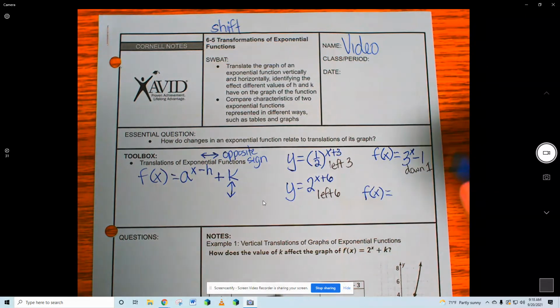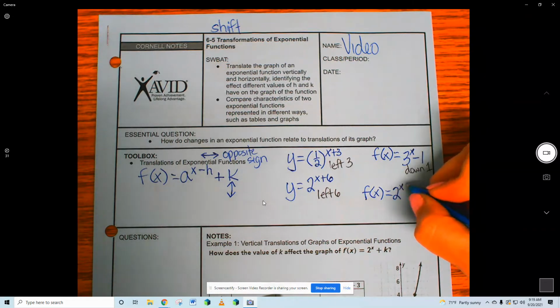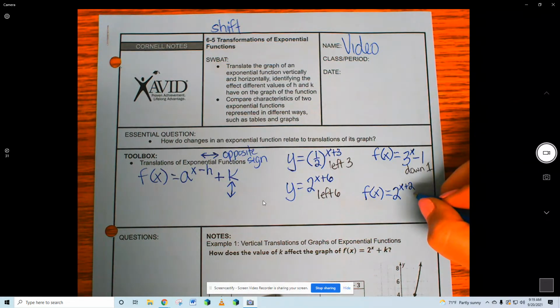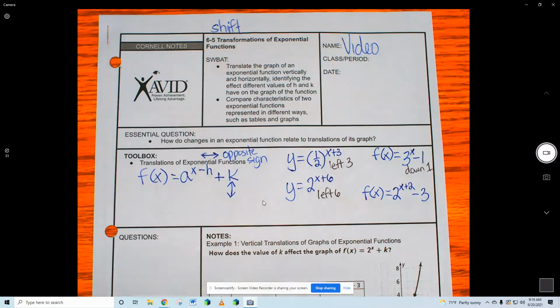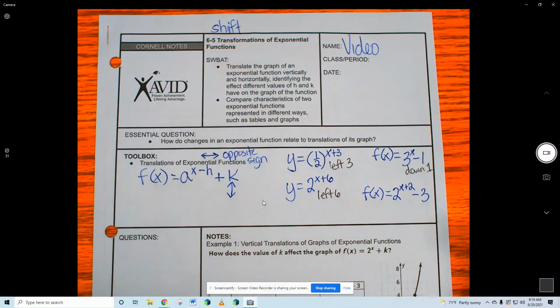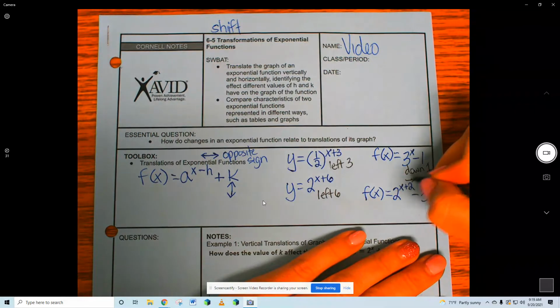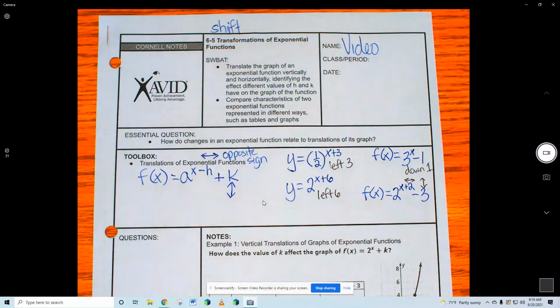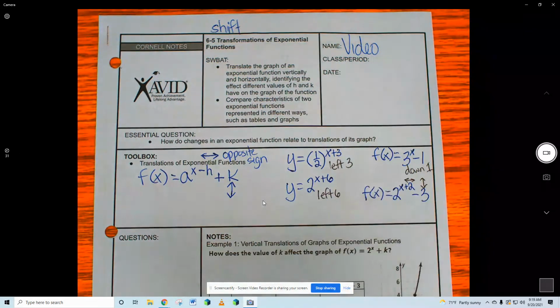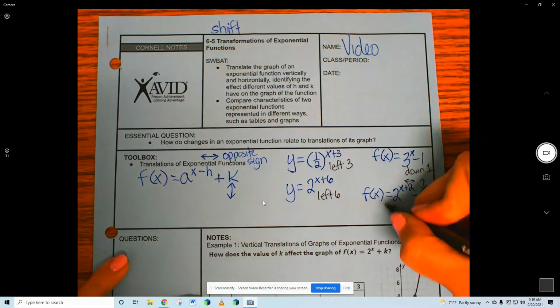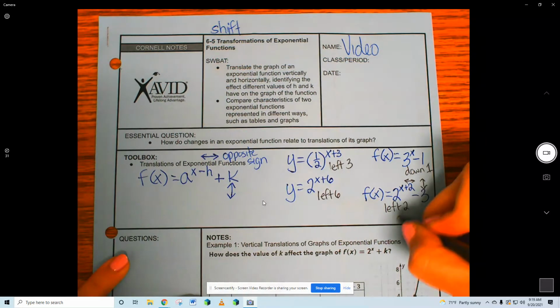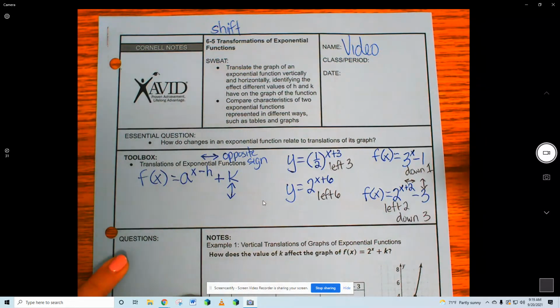Okay, ready for a challenge? 2 to the power of x plus 2 minus 3. I doubled up on you. I gave you an h and I gave you a k. So I can even do the arrows. If you forget and you want to do these arrows, go for it. Yes. Left 2, down 3. So good. Good job.